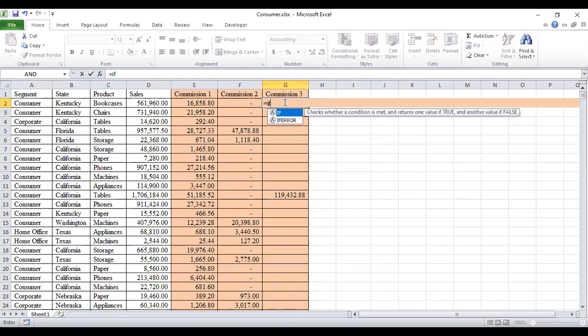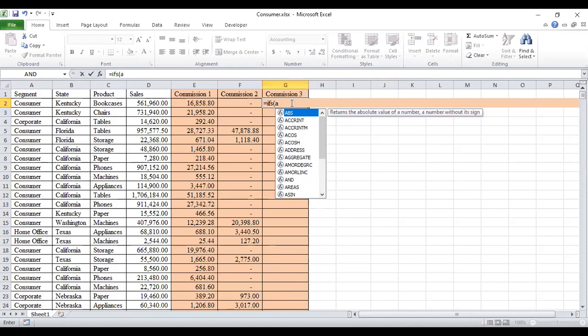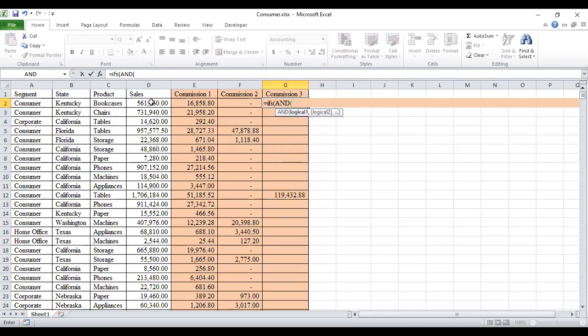Then you have to check three conditions. So therefore, you have to take and as well. Taking ifs, you have to take a bracket over there. Then you can take and. Then double click. And now let's expand the formula. Then we can easily see that.